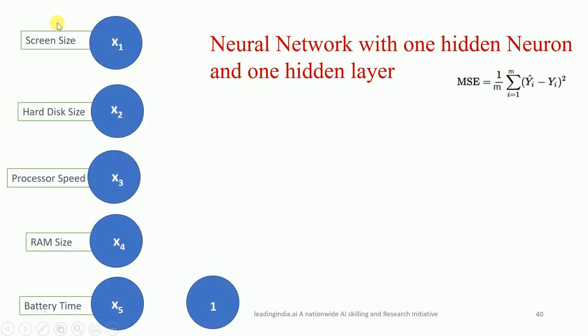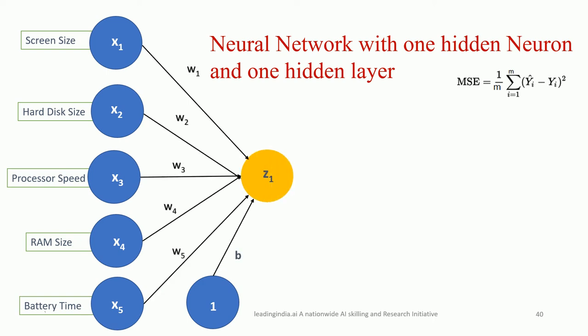So these are different features here that can be a screen size, hard disk size, processor speed, RAM size, or battery time. Depending upon these features, we are now going to see what will be the cost of a computer, right? So every feature is associated with some weight to a neuron. This is a half portion of a neuron, which actually sums up all the weighted sums of these features. That's x1, w1, x2, w2, and so on.